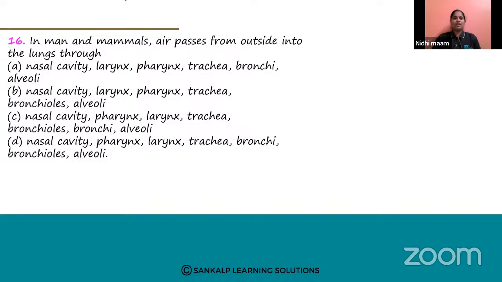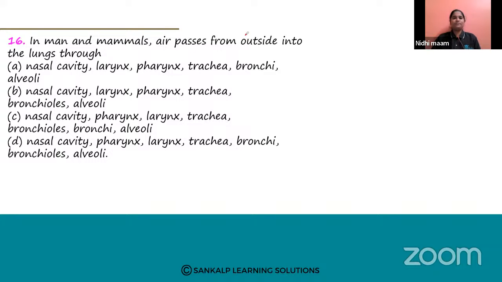Okay. So the right answer for this is option D. First it goes to the nasal cavity, then the pharynx, then the larynx, then it passes to the trachea, bronchi and bronchioles as well as alveoli, right? So this is about the parts of the respiratory system, the passage of air.